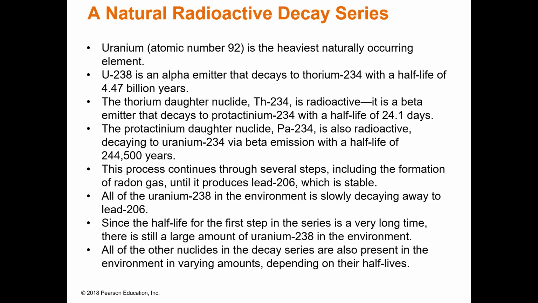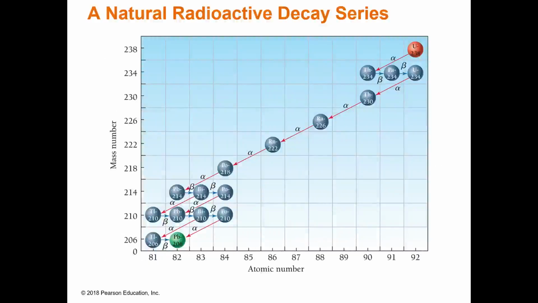Each of these steps might involve alpha or beta emissions, and each one has its own half-life, some lasting billions of years, others just days. This series is important because we still have lots of uranium in the environment, and that means we also have these other daughter nuclides floating around, some of which are more radioactive or more dangerous than the original uranium. This diagram shows the full decay chain from uranium-238 all the way to lead-206. You can see how many steps it takes and why even small amounts of uranium in the ground can lead to many different radioactive elements being present in the soil or air.